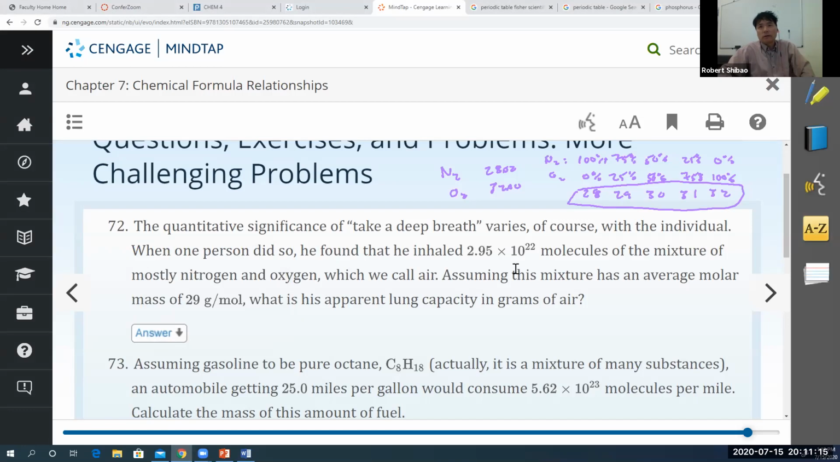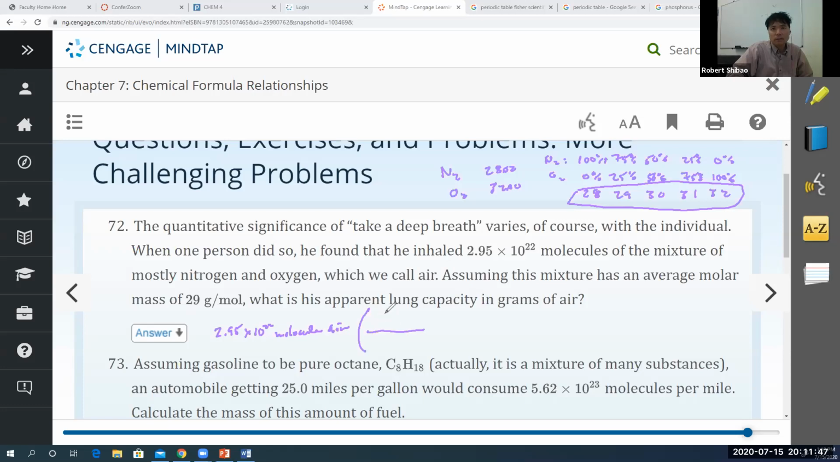Okay, so this is just dimensional analysis. What I have is 2.95 times 10 to the 22nd molecules of mixture. Mixtures are important. So we have 2.95 times 10 to the 22nd molecules of air, and air is a mixture of nitrogen and oxygen. So this is just molecules of air. And how many moles of air is that?